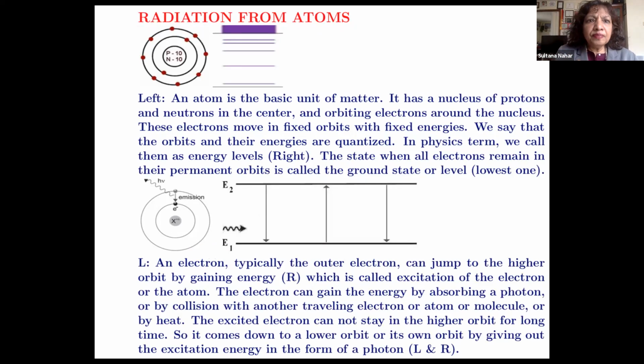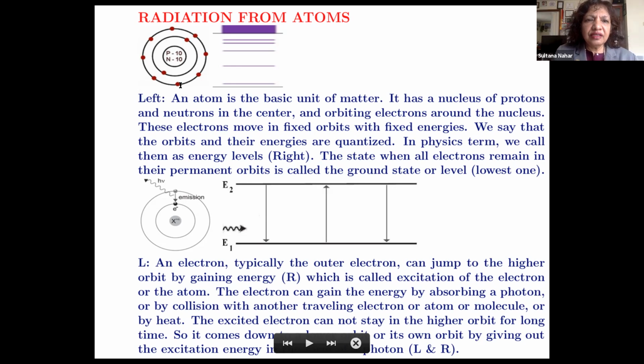Okay, sorry. So how is radiation created? How is radiation created in the atom? So say this is an atom. Okay, this is an atom which has a nucleus of protons and neutrons, and electrons in various orbits.